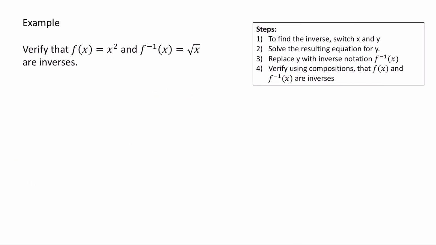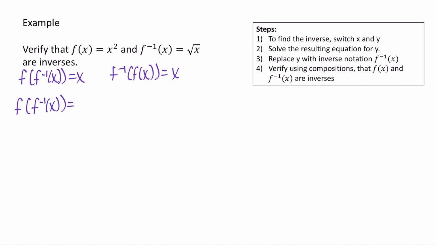So now let's verify that f of x equals x squared and f inverse of x equals square root of x are inverses. Remember that we need to verify that f of f inverse of x equals x and f inverse of f of x equals x. So let's first figure out what f of f inverse of x looks like. That means we're going to go to f of x, which is x squared, and plug in the square root of x for x. So we get the square root of x squared, which equals x. So this part is correct.